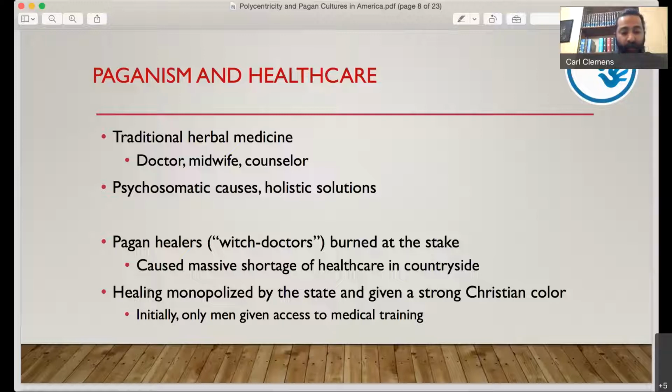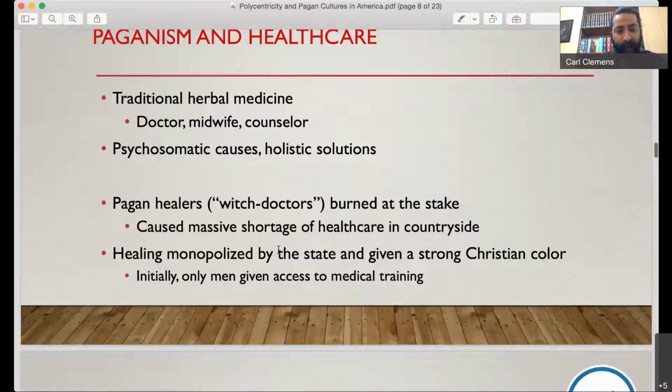And the whole healing industry, the healing sector, was monopolized by the state in Europe at that time. And it was given a strong Christian color. So hospitals and healthcare, it's like the Red Cross. That was the way it was typified. And also initially in Western medicine, only men were given access to medical training. Whereas in pagan herbal medicine, women were, if not the majority, a big section of practitioners of medicine.